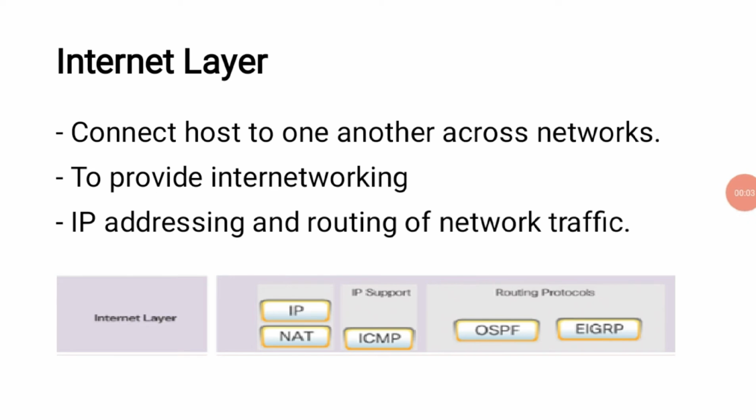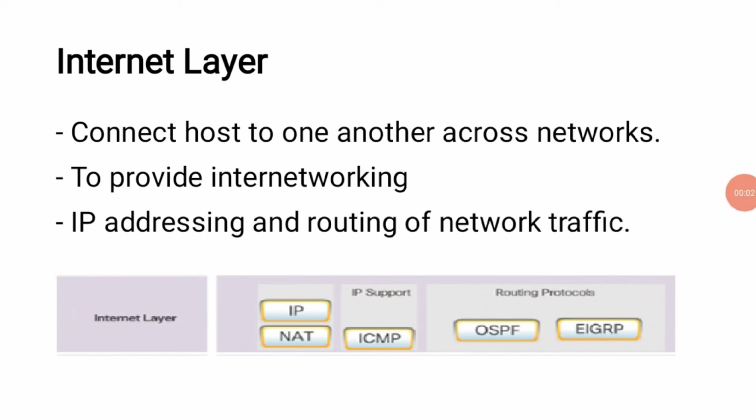Another layer is the Internet layer. It connects hosts to one another across networks to provide inter-networking, IP addressing, and routing of network traffic. So the Internet layer determines the best path through the network. Protocols part of the Internet layer. IP or Internet Protocol is a unique address that identifies a device on the Internet or a local network. NAT or Network Address Translation is a way to map multiple local private addresses to a public one before transferring the information.